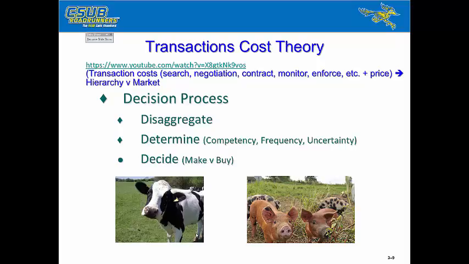So the question is, in your decision process, do you disaggregate? What exactly are you determining for the transactions versus inside the firm? What are your competencies? How frequently is something happening? Does it make sense to actually bring it inside the firm? And then you make a decision: do you make it versus buy it? Or in other terms, do you do things inside the company versus do you do things in the marketplace?